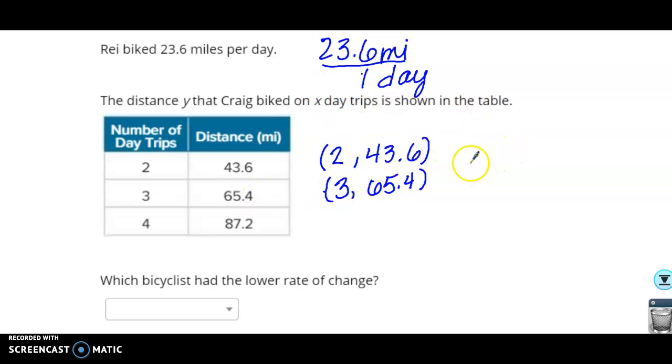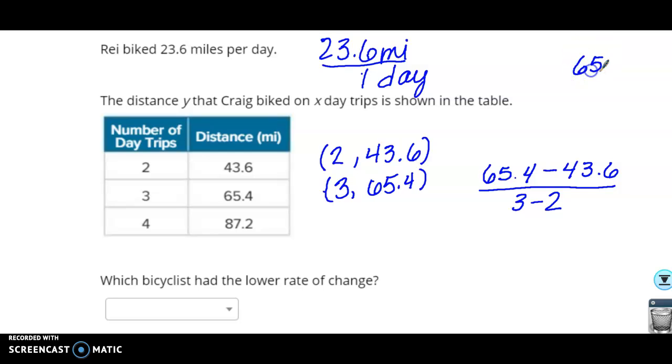So for Craig, we would do second y, 65.4, minus the first y, 43.6, over second x, 3, minus the first x, 2. All right. None of you have a calculator going to help me out with this, are you? That's all right. We'll do it the old-fashioned way. How to subtract with borrowing. Big part of today's lesson.